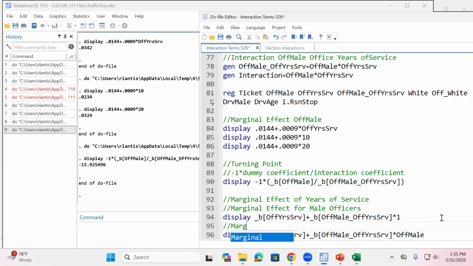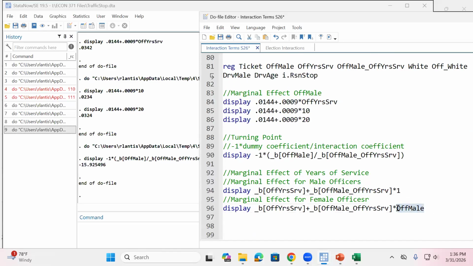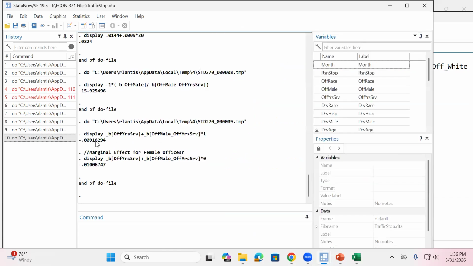But then if I wanted to know the marginal effect of years of service for female officers, well, now this officer male variable is equal to a 0. I really don't need to type this in because 0 times anything is 0, right? But if I run these two, what I can then see is the marginal effect of years of service is a little bit smaller for male officers than it is for female officers. Right? So I can start to identify whether the marginal effect of that continuous variable varies between the two groups.